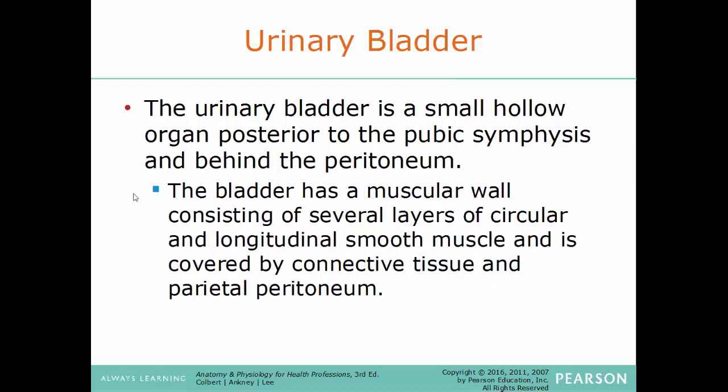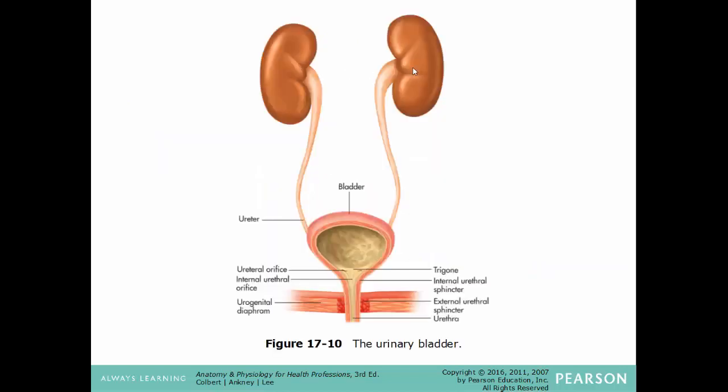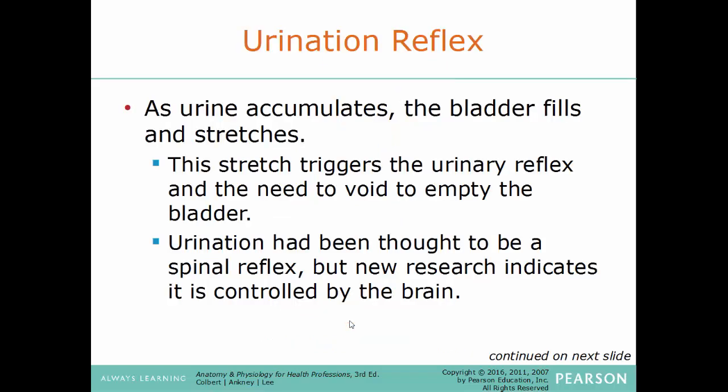Now the bladder has a muscular wall that's consisting of several layers of circular and longitudinal smooth muscle, and it's covered by connective tissue and parietal peritoneum. All right, here we go. We have the kidneys here on top, with each one of their ureters leading to the bladder. Of course, that will lead on to the urethra. They'll be urinated out.